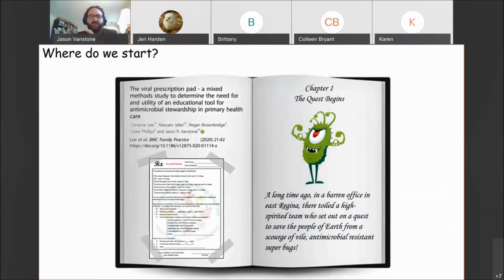And so a big piece of this is going to revolve around that viral prescription pad, but of course there are other tools and things that we have. So you can see the author list there, and it was published in BMC Family Practice earlier this year. So, like any good story, a long time ago, in a barren office in East Regina, there toiled a high-spirited team who set out on a quest to save the people of Earth from the scourge of vile antimicrobial-resistant superbugs.